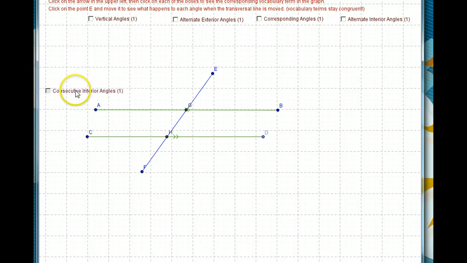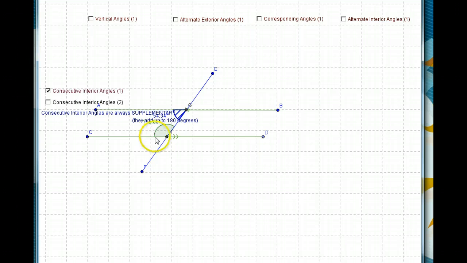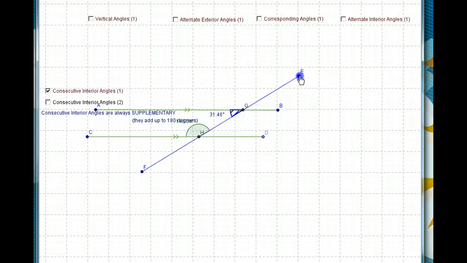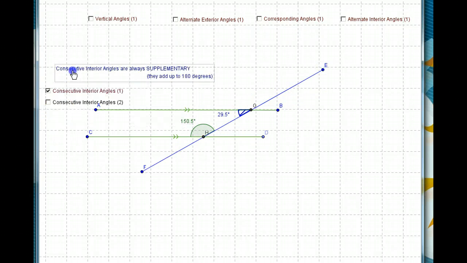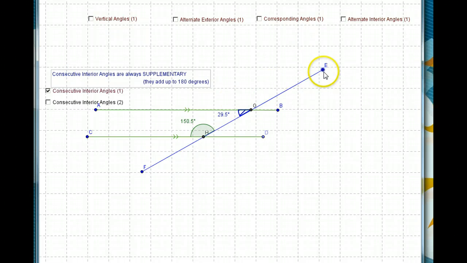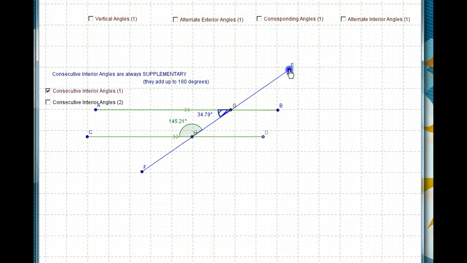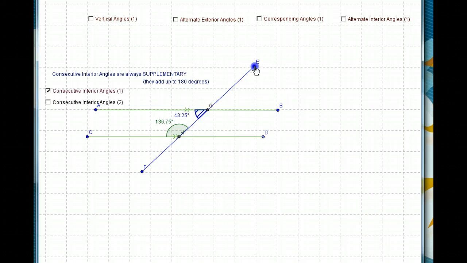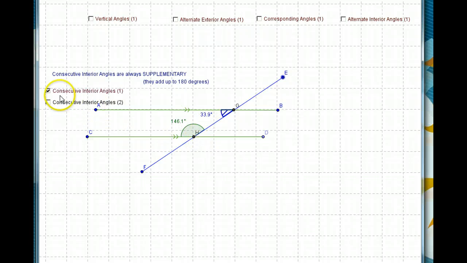Let's take a look at the consecutive interior angles. They're on the same side. And let's move it over here. What do you notice? Are they congruent? No, they are not congruent. But what would happen if you were to add them together? You would end up getting 180 degrees. So that means that these angles are supplementary. So consecutive interior angles are supplementary.